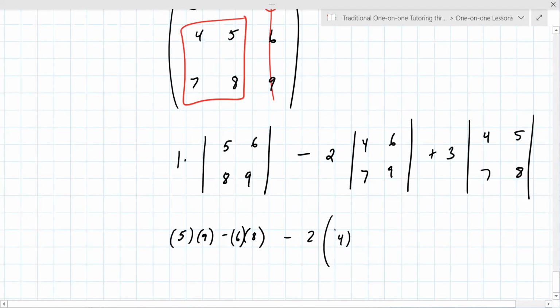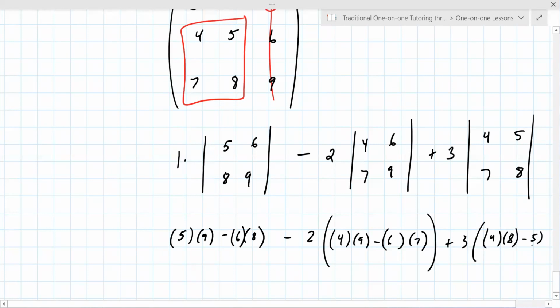This is 4 times 9 minus 6 times 7, plus 3 times 4 times 8 minus 5 times 7. And the determinant is always a number. This always adds up to something. But use your calculator. And if you do have to do it by hand, use your calculator first to know what it should be, so that you're not surprised with each step.